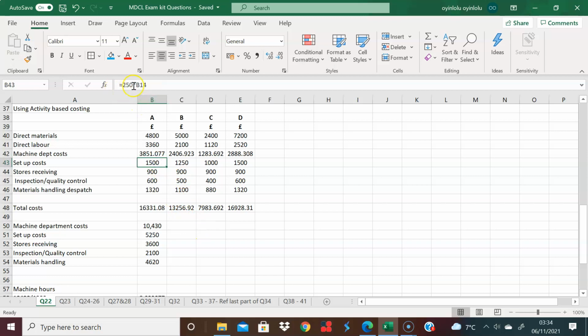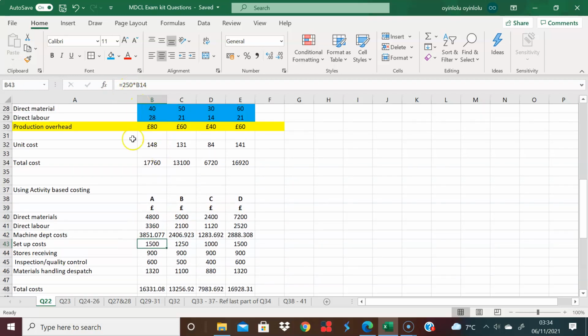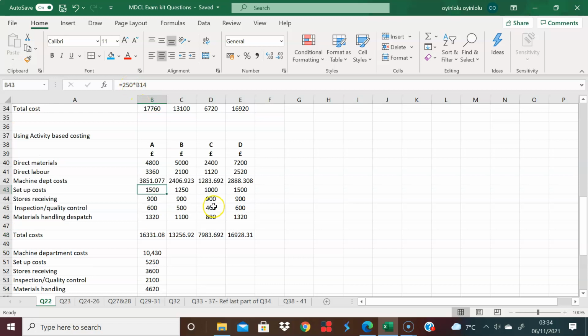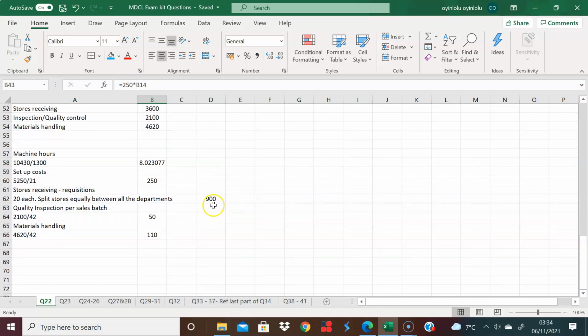Yes. Oh, there you are, 250. But where? I've written equal 250. So I have calculated it. Oh, here we are. So here's my setup cost here, 5,250 divided by 21, and that's my setup cost.